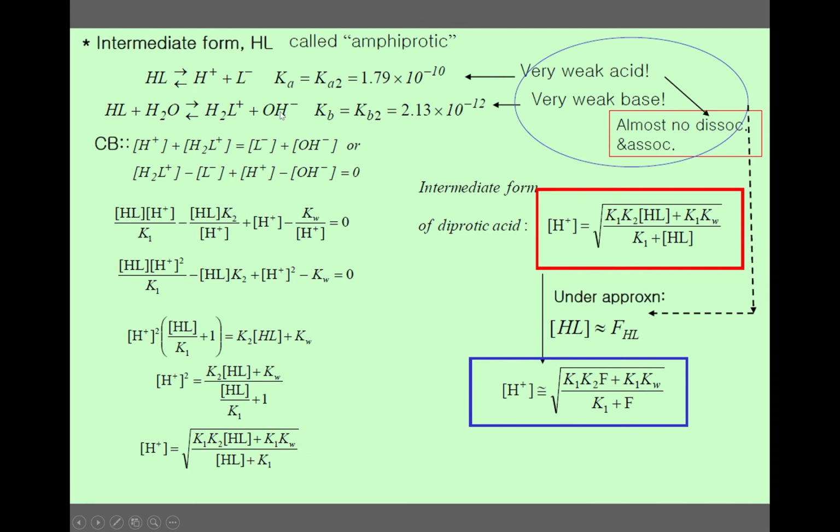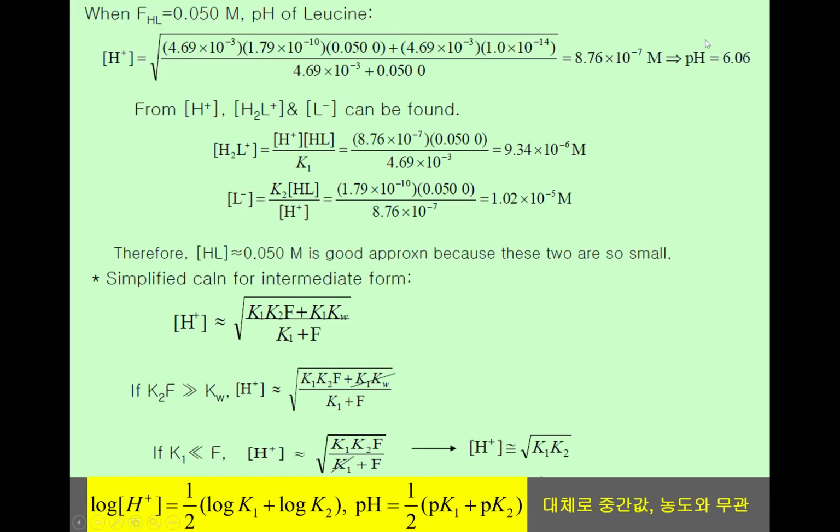From these two equilibrium constants, we immediately knew that when HL is dissolved in water, the solution may be acidic, but we don't know how acidic. Here, we now calculated the pH is 6.06. It is acidic. And now we calculate the other forms from the proton concentration.